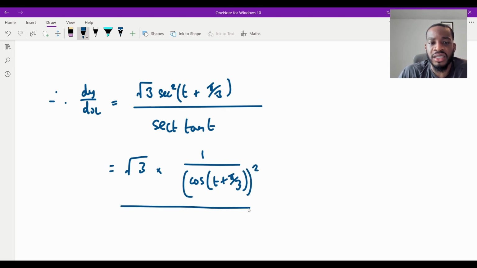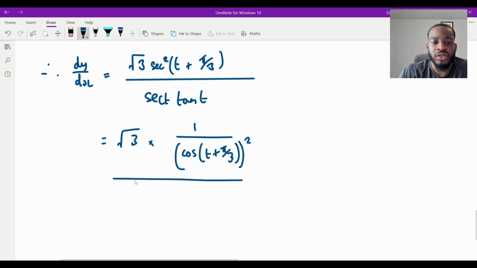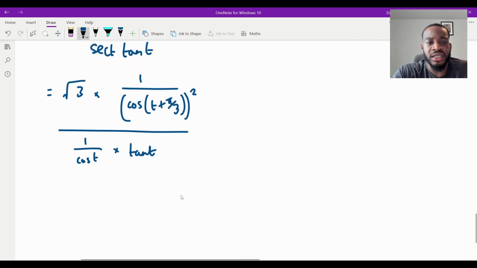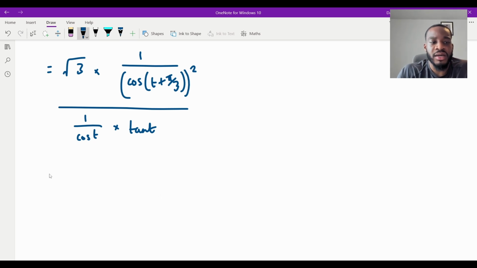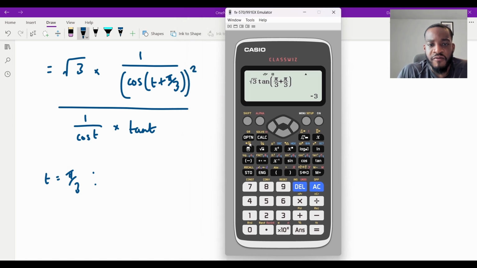And then over sec t. Or you know what I do? Because I'm going to write it in my calculator, I'll write it like this. So sec is 1 over cos t, times by tan t, like that. So I'll just put this into my calculator and see what we get when t equals pi over 3. So plug in all of that in. It's going to be a fraction, and then root 3.